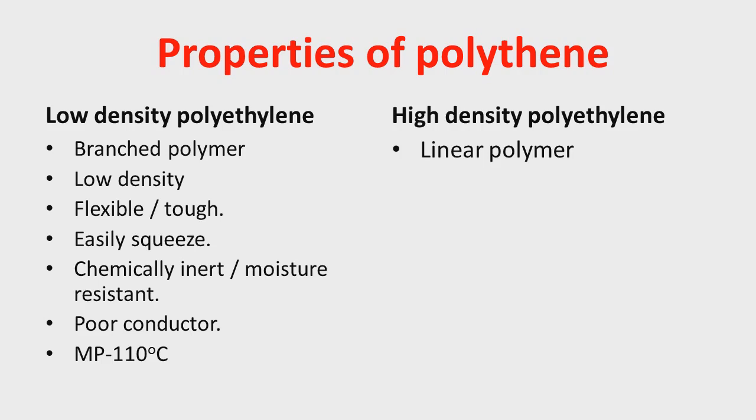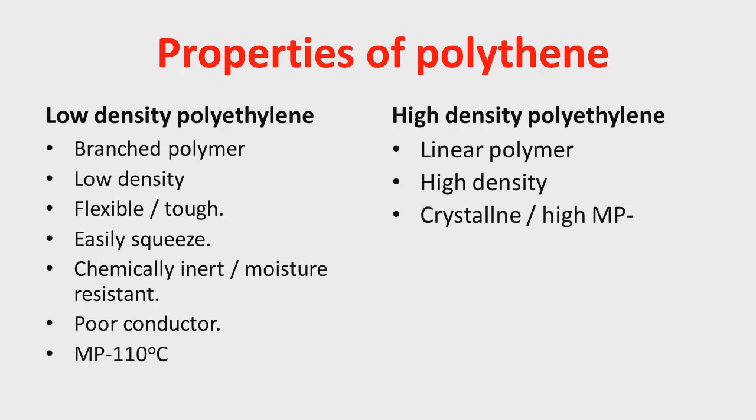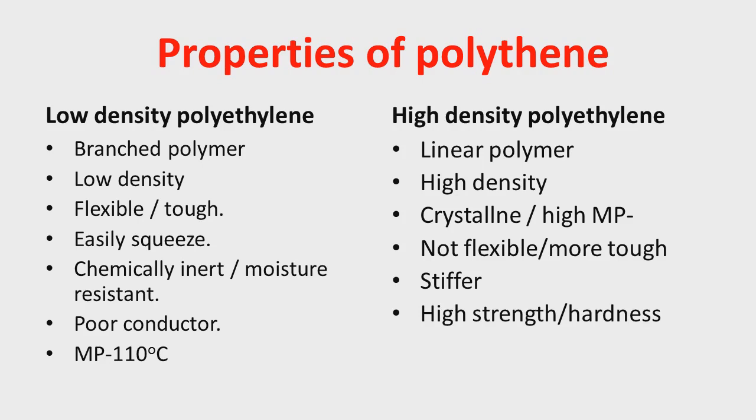whereas high density polyethylene is a linear straight chain polymer and has high density. High density polyethylene is crystalline in nature and always has a high melting point. Because of high density, it is not flexible but more tough in nature. High density polyethylene is stiffer than low density polyethylene, and also it has high strength and hardness in its structure. High density polyethylene is more resistant to chemicals than low density polyethylene.